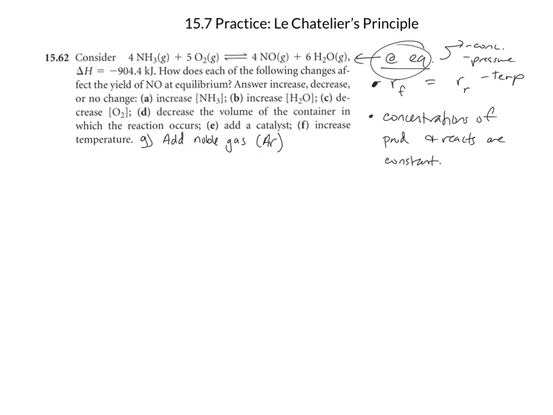So usually chemists will do this, have a reaction reach equilibrium, and then alter some of these things to get more products or more reactants out of the substances that are already there. Okay, so let's look at this particular question.